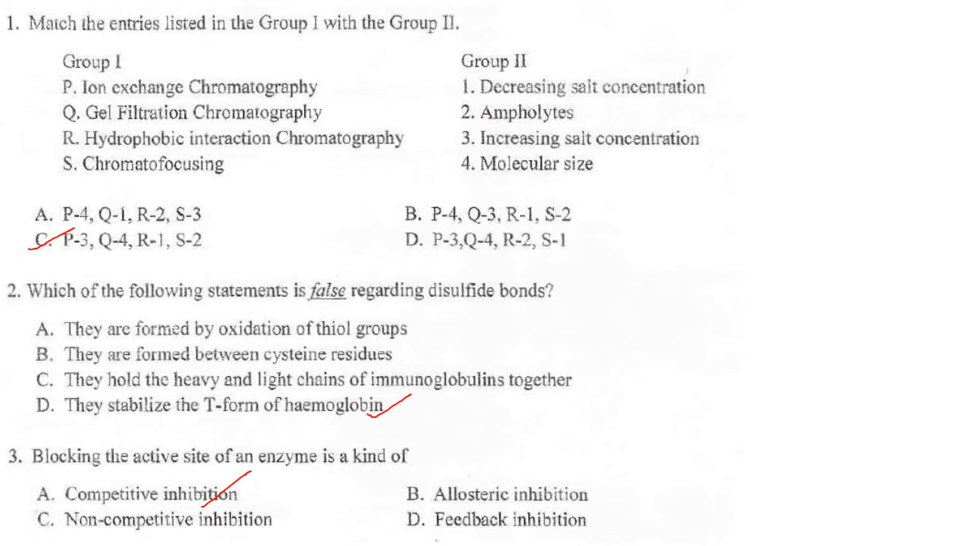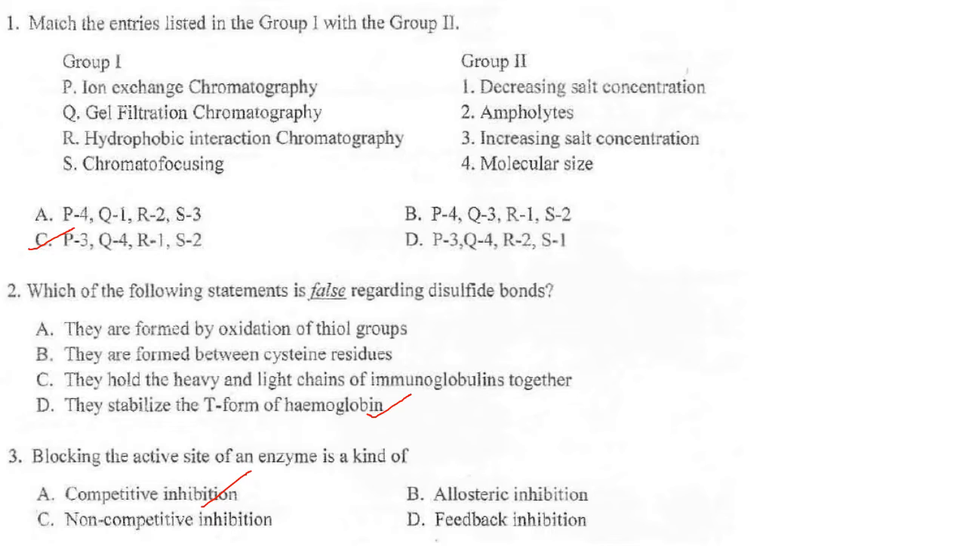Then match the entries listed in group 1 with group 2. So group 1, it is ion exchange chromatography. So it will be increasing salt concentration, that is P3. Then gel filtration chromatography is based on molecular size. Hydrophobic interaction chromatography, decreasing salt concentration, and chromatofocusing is for ampholytes. So answer is option C, that is P3, Q4, R1 and S2.